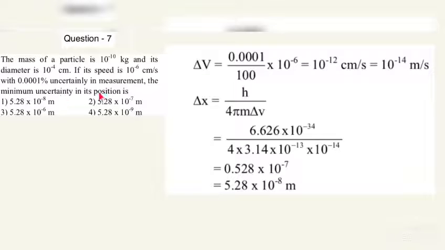We have to find the uncertainty in position. Delta x is equal to h by 4 pi m delta V. Substituting the values, we will get 5.28 into 10 power minus 8 meter.